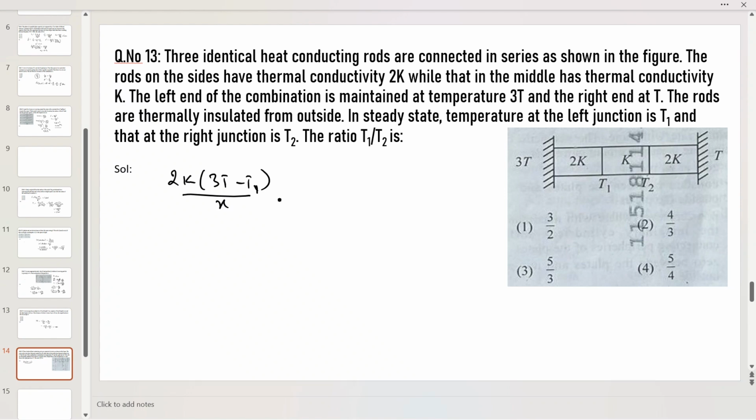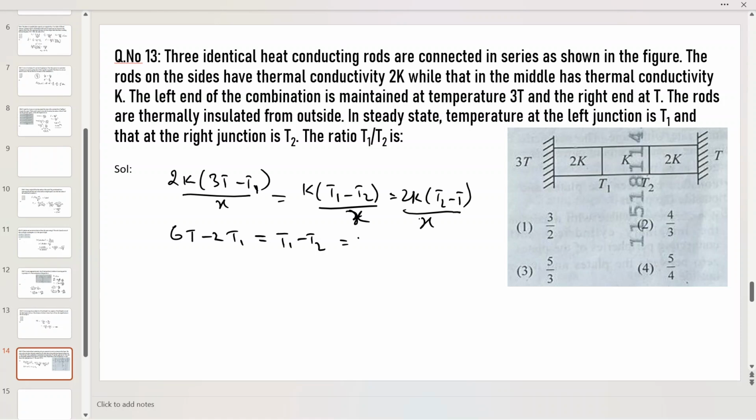This is X because they are equally spaced, and this is equal to K T1 minus T2 by X, and this is equal to 2K T2 minus T by X, and this is also X. Now if you calculate this, you will get the relation 6T minus 2T1, this will be equal to T1 minus T2, and this is equal to 2T2 minus 2T. You are going to get this relation.